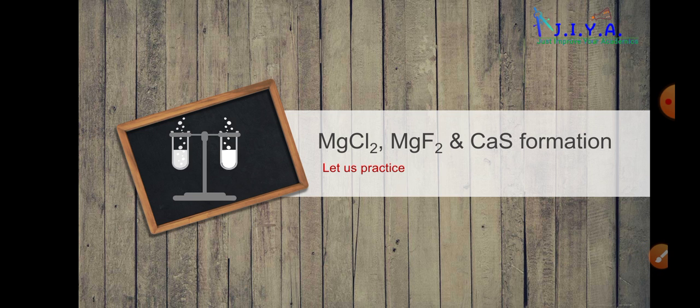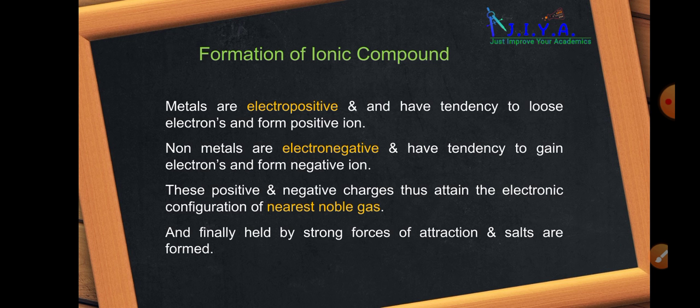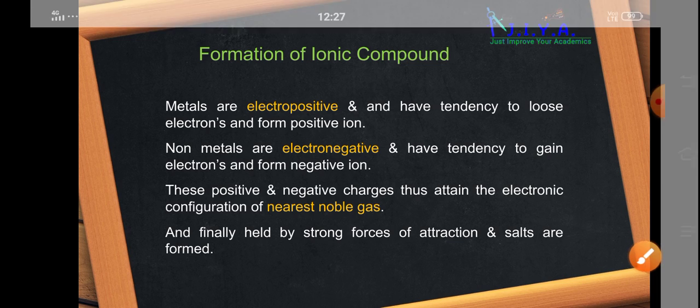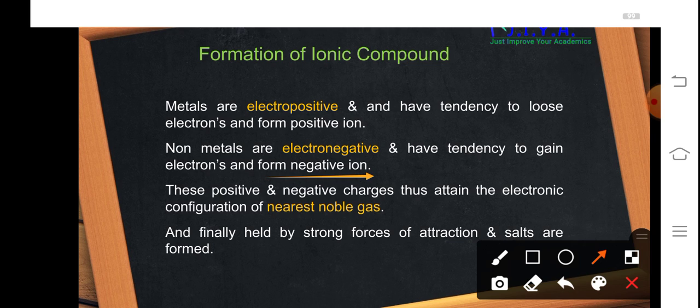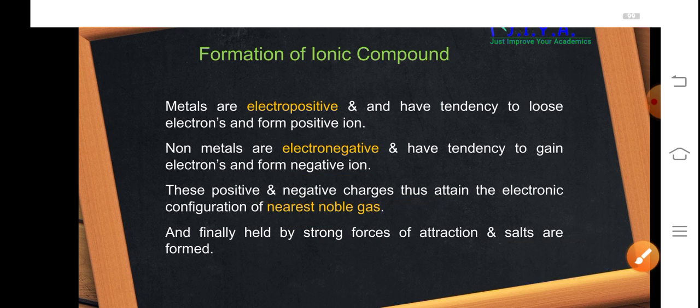Let us practice the formation of magnesium chloride, magnesium fluoride, and calcium sulphide. Metals are electropositive and have a tendency to lose electrons and form positive ions. So the metal in an ionic compound will lose electrons. Non-metals are electronegative and have a tendency to gain electrons. So in an ionic compound, the non-metal will gain the electron. These positive and negative ions thus attain the electronic configuration of the nearest noble gas. That is, they tend to make their outermost orbit an octet, and are finally held by a strong force of attraction, and salts are formed.